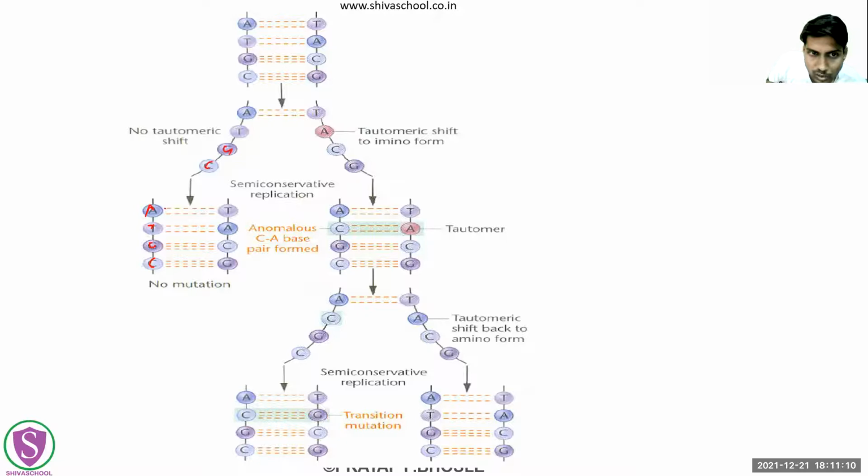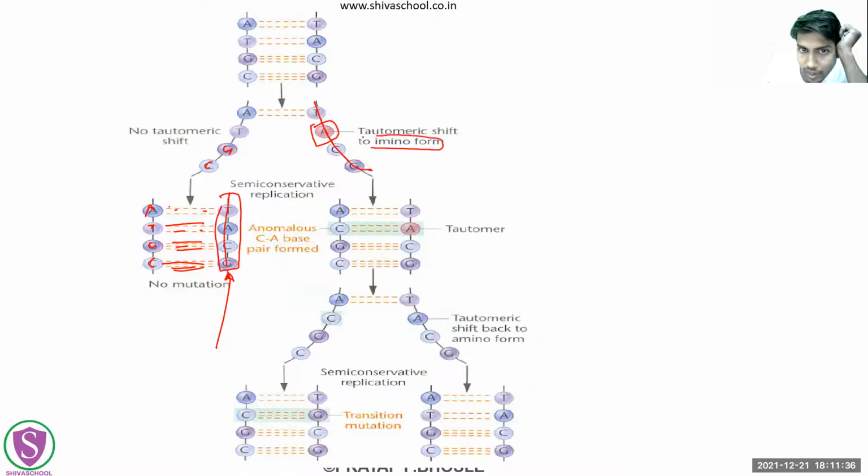Right? So these complementary bases will be added in this newly synthesized strand. TA. But suppose this tautomerism which we have just studied has occurred at this position. The tautomeric shift has happened here, to form what? To which form? Imino form.